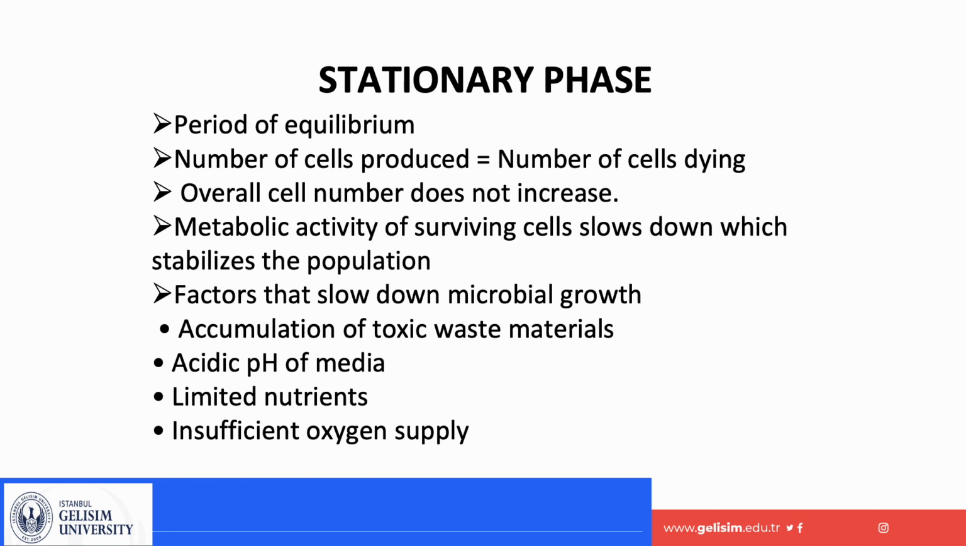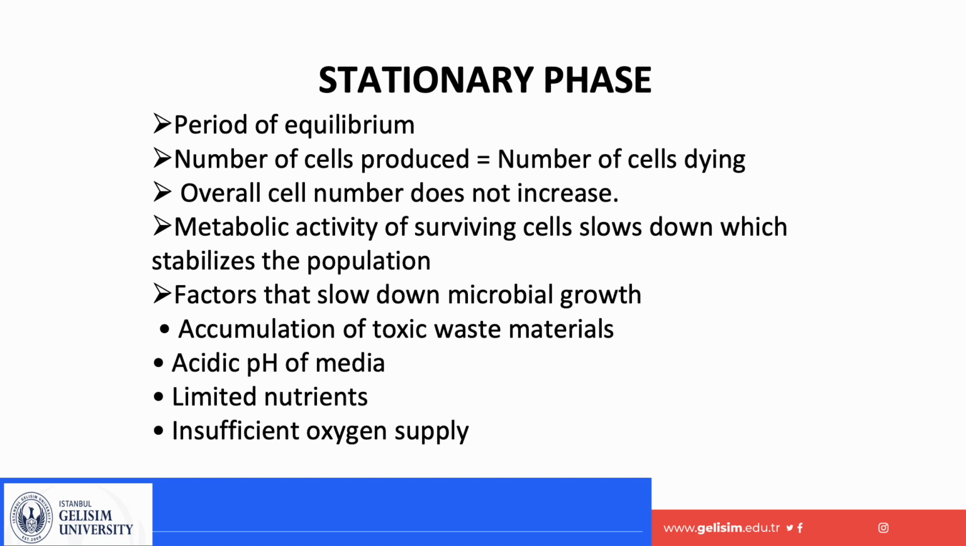The stationary phase is a period of bacterial growth when the number of cells produced equals the number of cells that are dying, and this results in a period of equilibrium. During this phase, the overall cell number doesn't increase. The metabolic activity of the surviving cells slows down, and this is what helps stabilize the population.